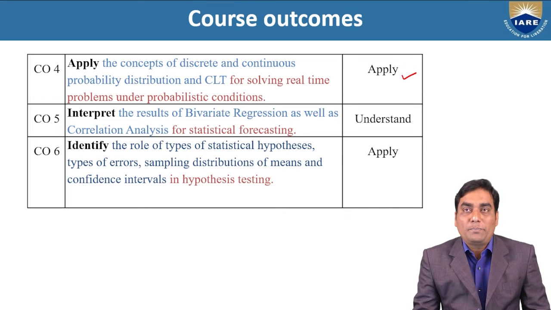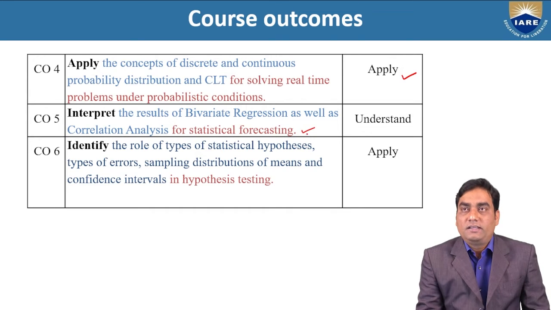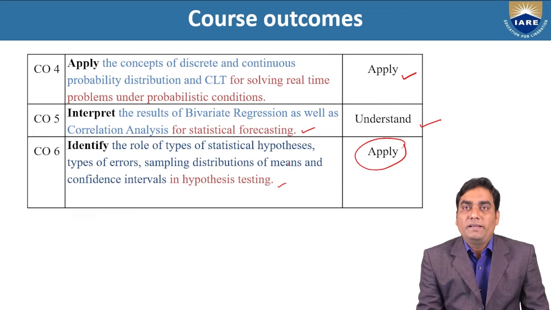And CO5: interpret the results of bivariate regression as well as correlation for statistical forecasting. This is also under the understand level. CO6: identify the role of types of statistical hypothesis, types of errors, sampling distributions of means and confidence intervals in hypothesis testing. This is also apply level. Whatever the different types of statistical hypothesis the student has learned will be identified, along with the sampling distribution of means and confidence intervals in hypothesis testing.